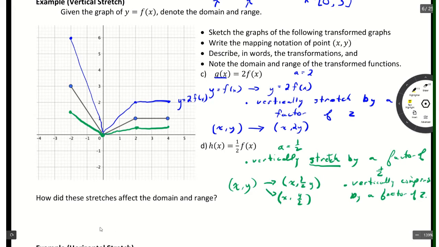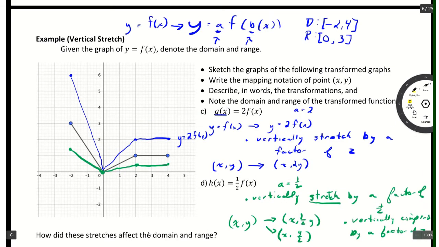Now, I'm not going to write anything here because I think it's important for you to ask yourself how these stretches affect the domain and range. It actually has to do with this mapping notation, right? So if you want, you can press pause and think about that, try to take a guess, and then I will provide my input.